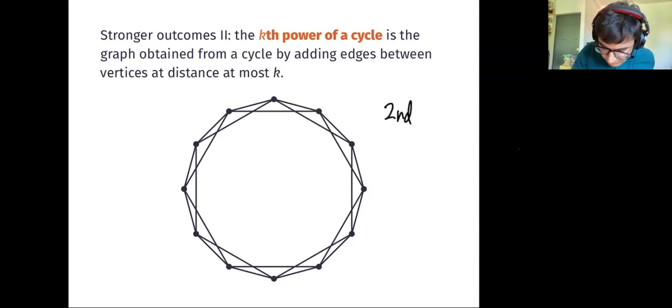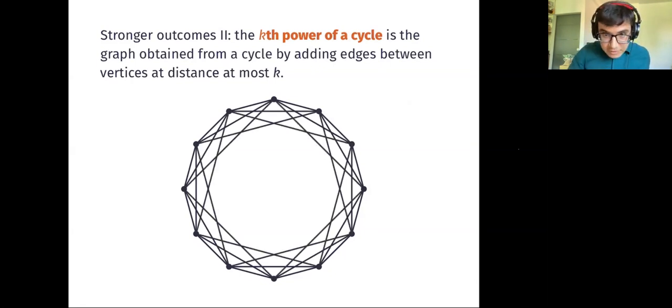This is the second power of the cycle. And if I want the third power of the cycle, you will get this graph here. This is the third power of the cycle.